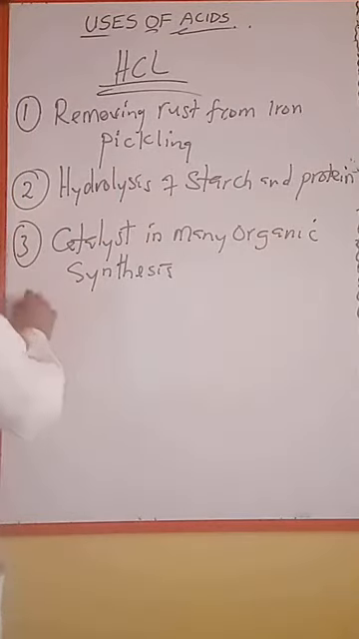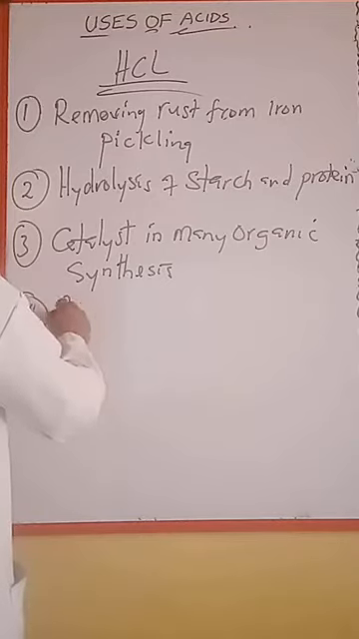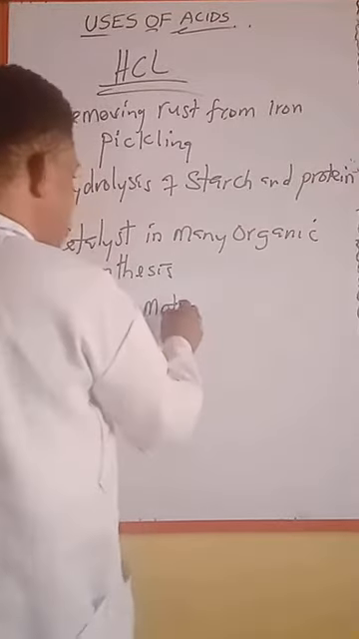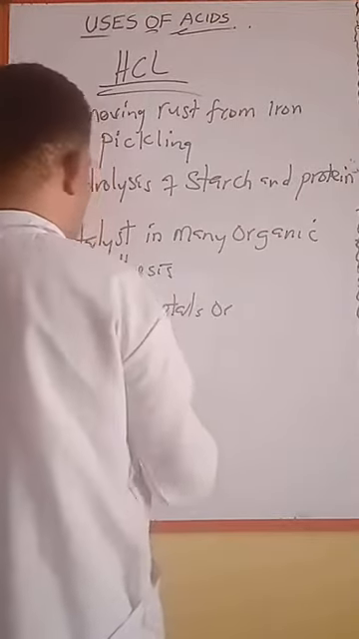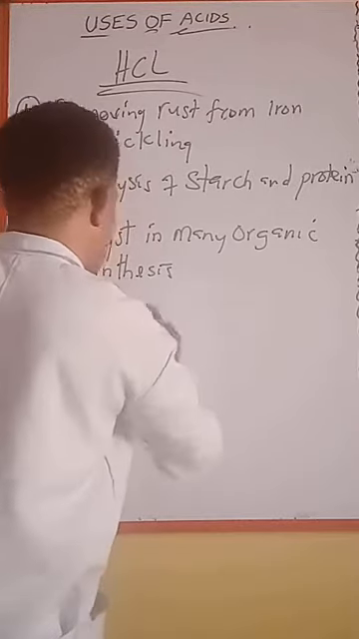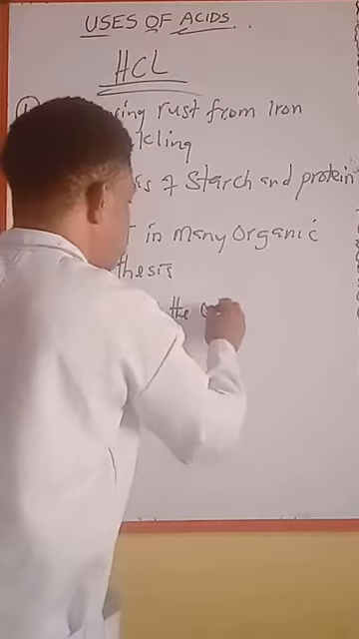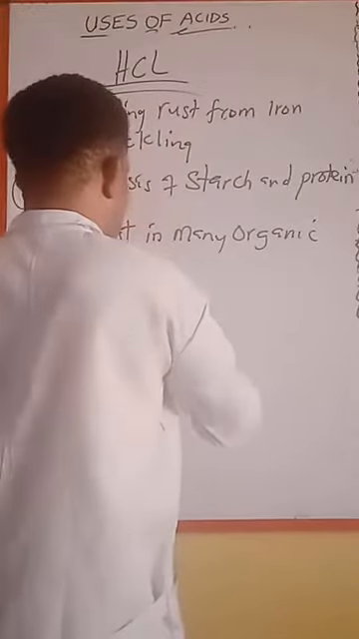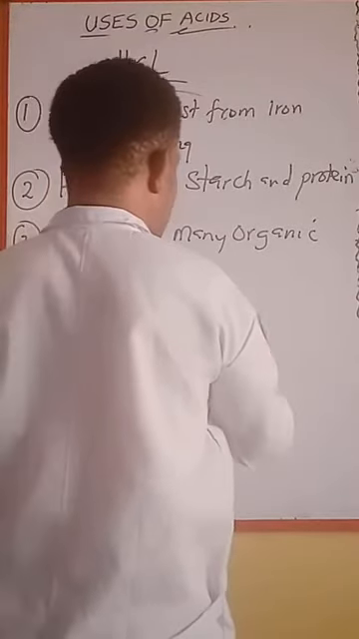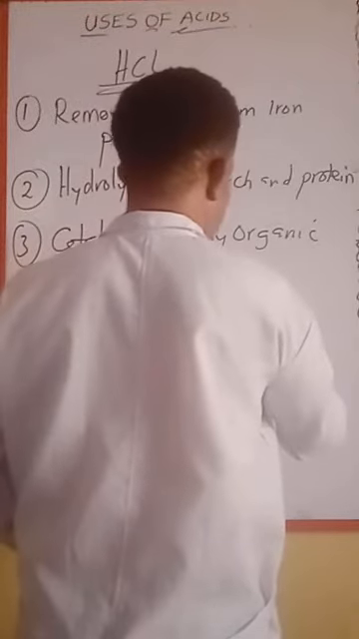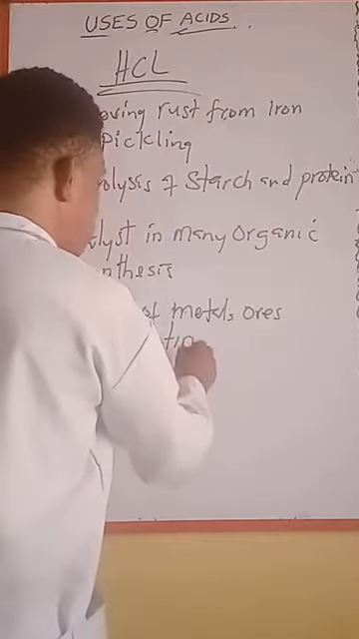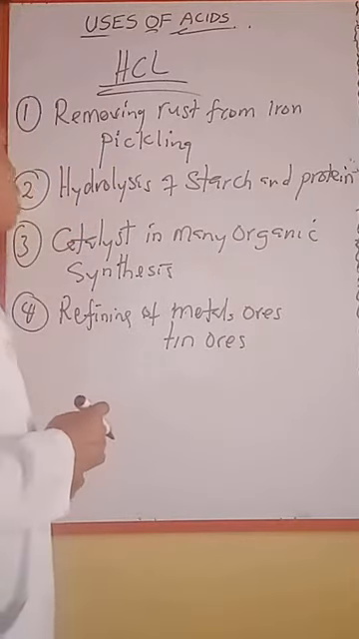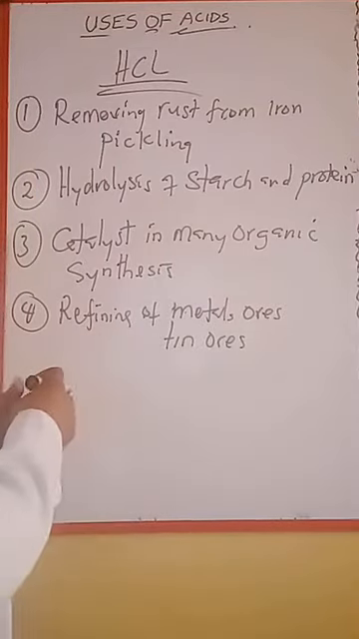Also, it can be used for refining metals or the ores of metal, refining of metal ores. A typical example is tin ore. We use hydrochloric acid to refine the ore. Now, these are some uses of hydrochloric acid.